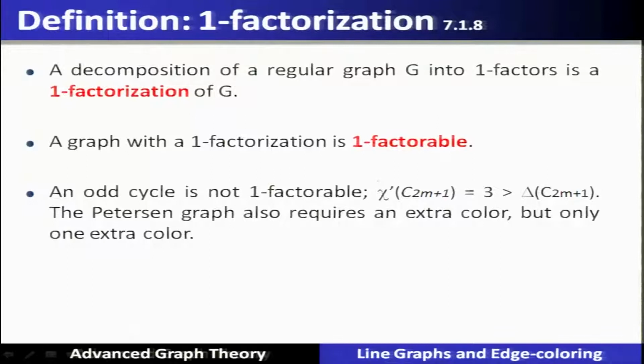Let us see, one factorization is nothing but the matchings, the decomposition of a regular graph into one factors. This is the one factorization of a graph G. A graph with a one factorization is called one factorable. So, an odd cycle is not one factorable. Take an odd cycle, this is C5.